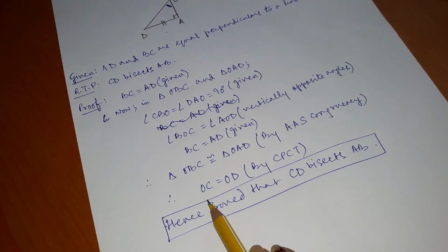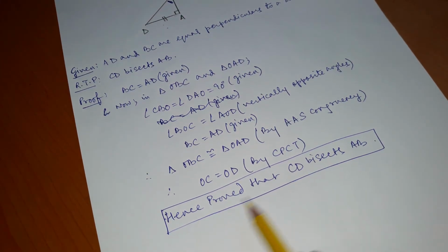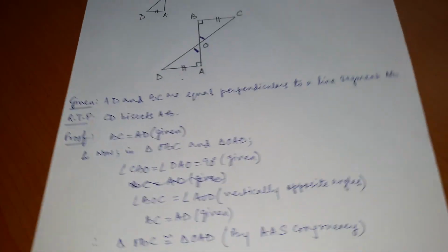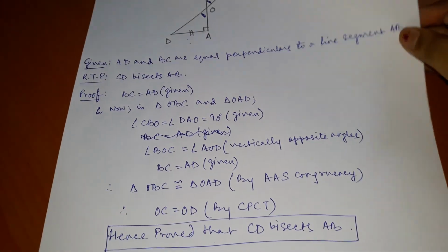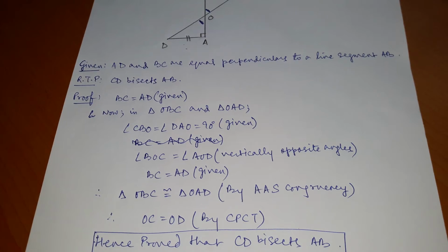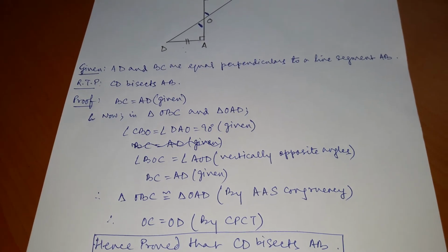So therefore we can say OC equals OD by CPCT, hence proved that CD bisects AB. So this was our final solution. Have a look. You can take a screenshot if you want, of course.